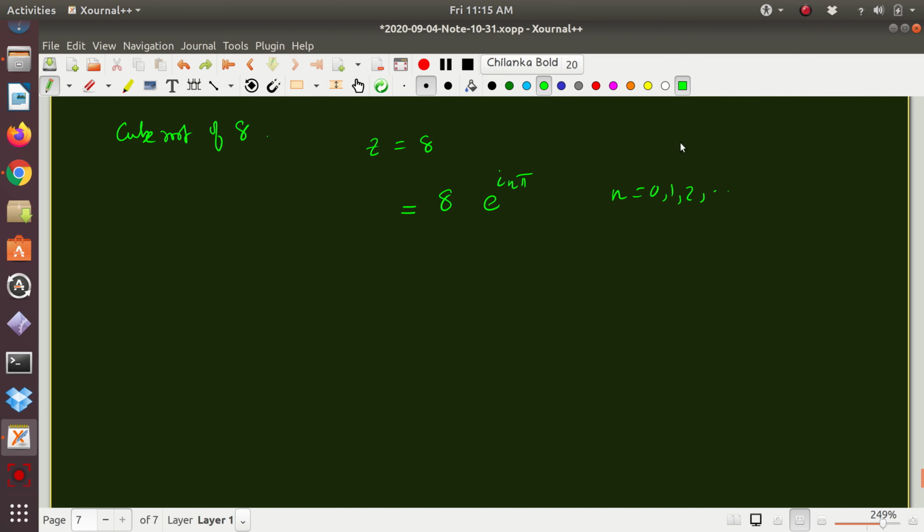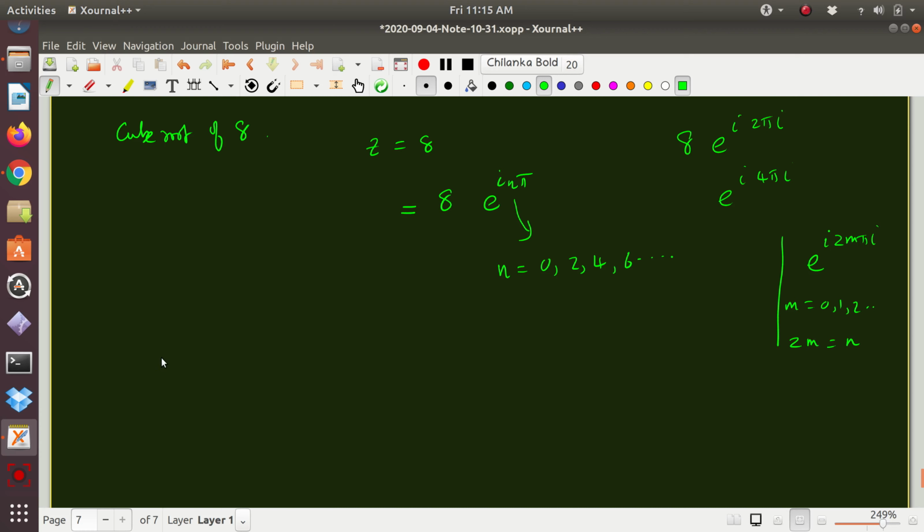Let me back up a little bit here. I want to write 8 as 8 times e to the I 2 pi, or e to the I 4 pi, and so on. So I want to write e to the I n pi, where n cannot be 0, 1, 2; it should be 0, 2, 4, 6, and so on. You could have written e to the I 2 m pi, where m takes 0, 1, 2, but I am calling 2m as n, so n will take 0, 2, 4, 6, and so on. Just a notation.